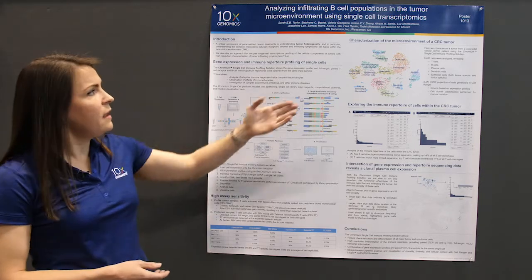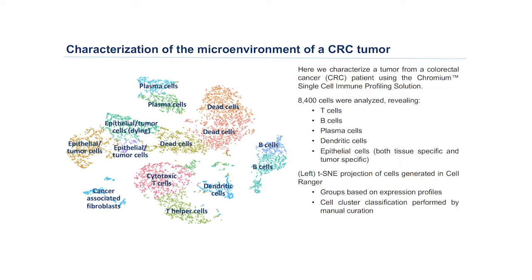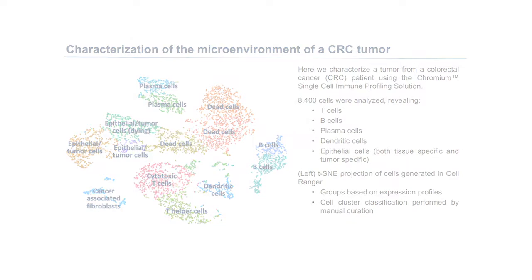If you look up here, you can see when we really try to characterize this environment, we see many, many different cell types within the tumor. We see the epithelial or tumor cells, and then we also see some dead cells characterized by high expression of mitochondrial genes. What's really interesting is that we see a very big immune cell infiltrate. We see T cells that we can subset out into cytotoxic T cells and helper T cells. And we also see B cell populations and mature plasma cells.